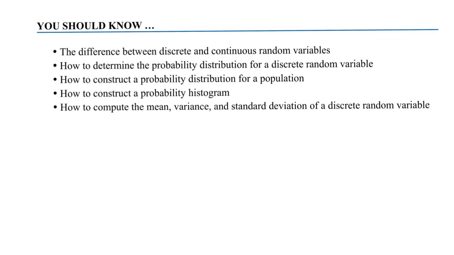So in this section you learned the difference between discrete and continuous random variables, how to determine the probability distribution for a discrete random variable, how to construct a probability distribution for a population, how to construct a probability histogram, and how to compute the mean, variance and standard deviation of a discrete random variable.